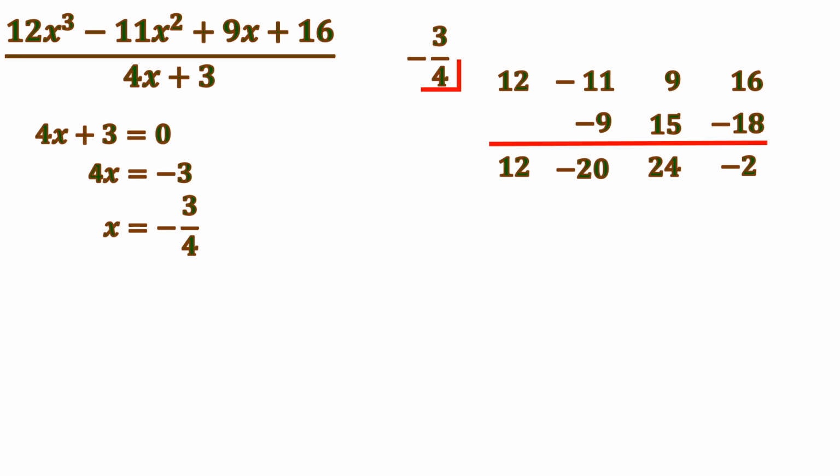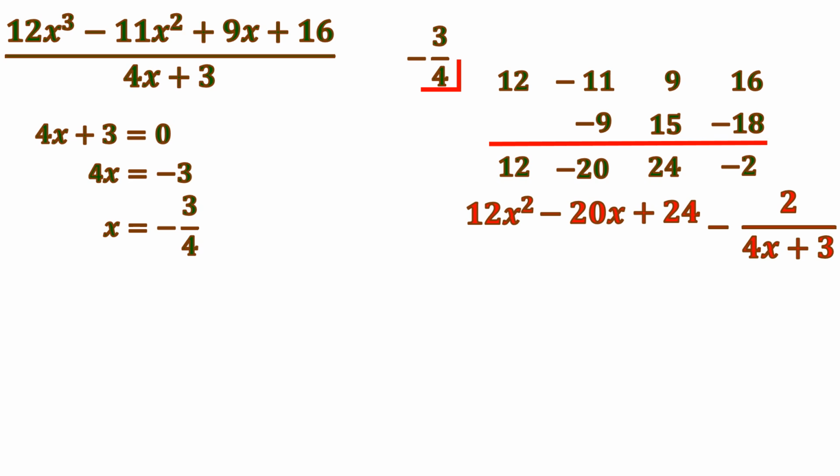And so let us transform this into a polynomial, starting with the remainder. So it will be negative 2 over the divisor 4x plus 3. So that's how you write it if there's a remainder. So the remainder over the divisor. And then we have 24, so it is the constant. Then the next will be the one with x, negative 20x. And then with increasing exponents, it becomes now x squared, so 12x squared.